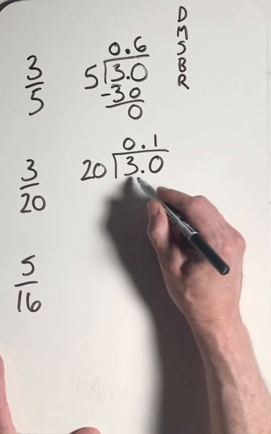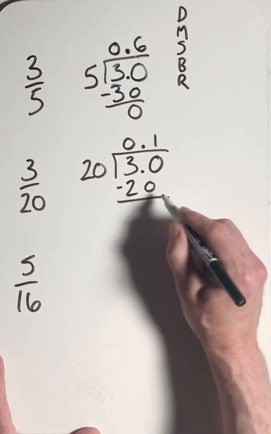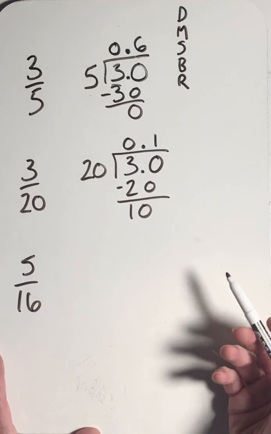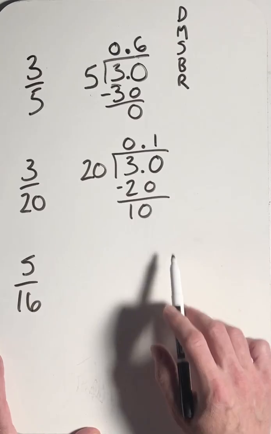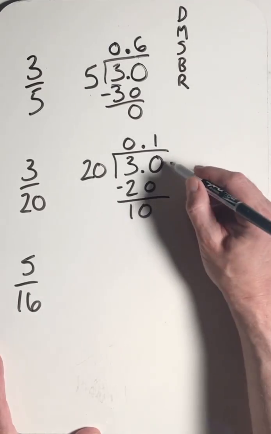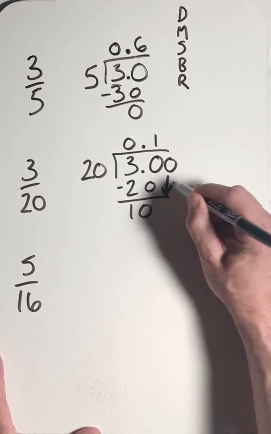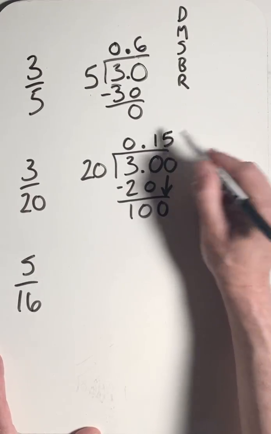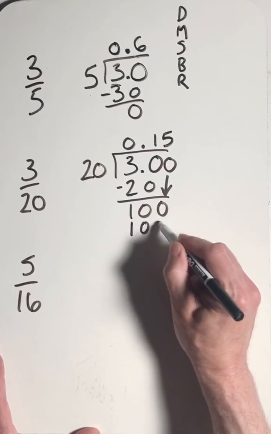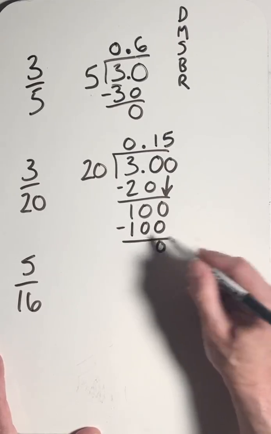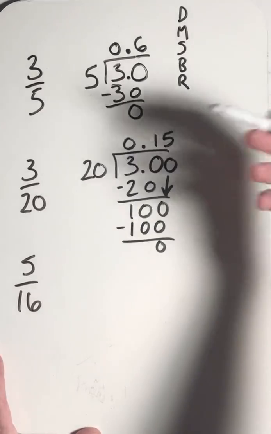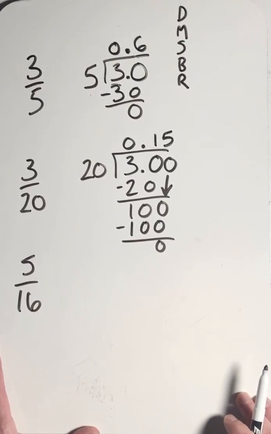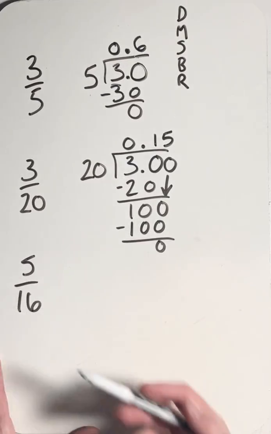1 times 20 is 20. When we subtract, we get 10. We still have to bring another number down before we divide, so we would have to add a second 0 and bring it down. 100 divided by 20, that does go evenly 5 times. Once we multiply, we subtract, we get 0. There's nothing else to bring down, so we know we're finished. This one here, same idea.